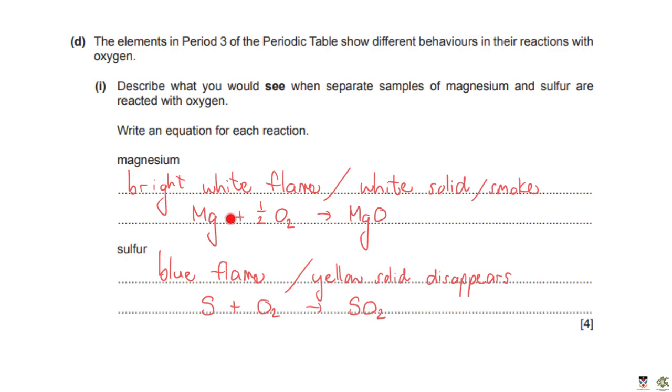If they ask for state symbols, it would have been Mg with a little s in brackets, which is a solid, O2 gas, and MgO is also a solid. It's a white solid, so brackets with a little s. And this is not the only way to balance it. You could have a multiple of this as well. So if you had 2 and a 1 and a 2, that would also be a correct way of balancing it. And here for sulfur reacting with oxygen, sulfur also starts out as a solid, a yellow solid, reacting with oxygen gas, so a g, to form SO2, sulfur dioxide, which is a toxic gas, but the state symbol will be a g.